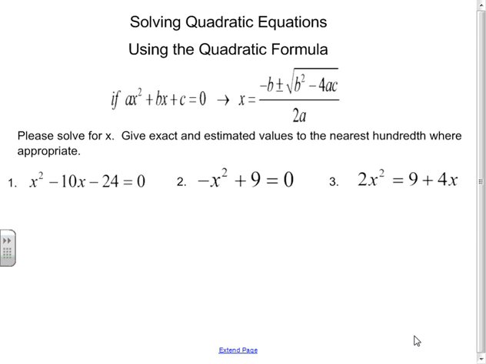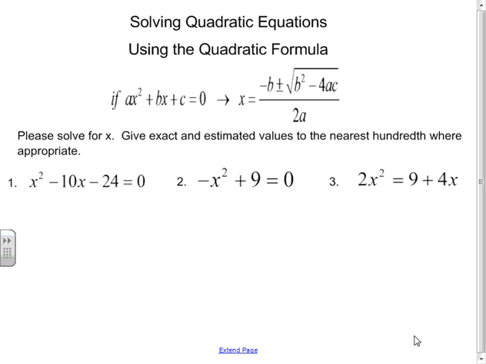In this video, we're going to take a look at solving quadratic equations using the quadratic formula. Keep in mind that there are several ways to solve quadratic equations. This video specifically focuses on the quadratic formula. You have to be well versed in all methods for solving quadratics. Again, this video just does the quadratic formula.